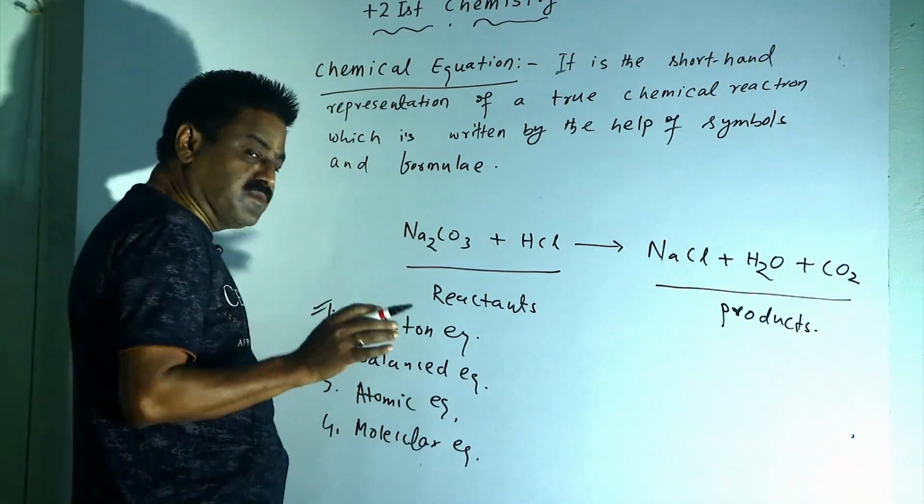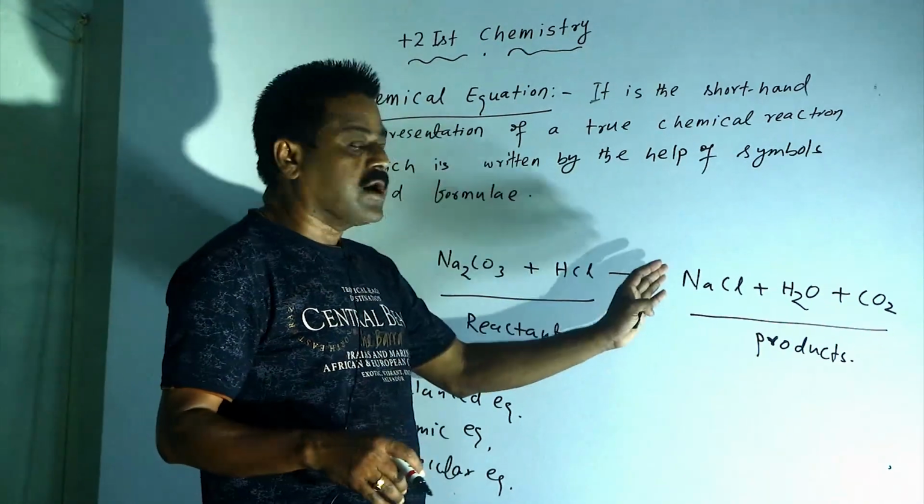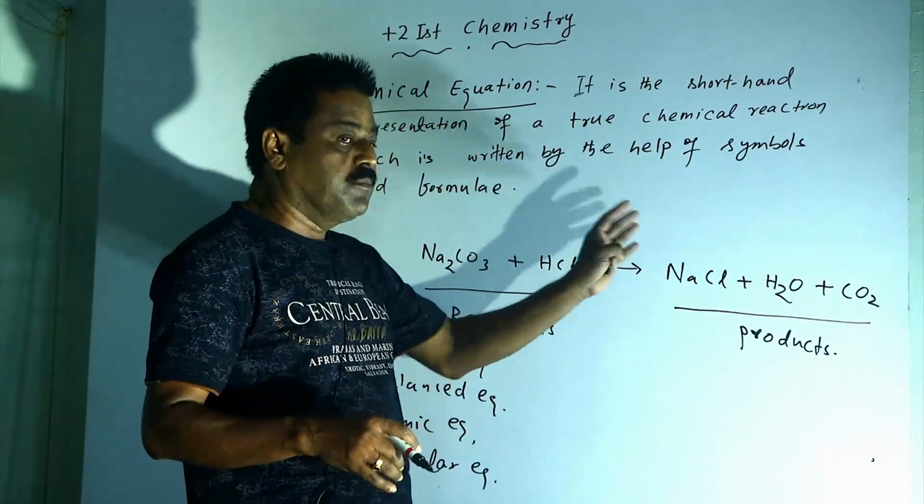The skeleton equation means the number of atoms of reactants and products of the same kind are not the same on both sides.